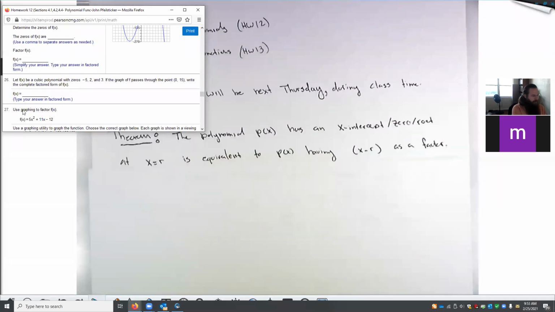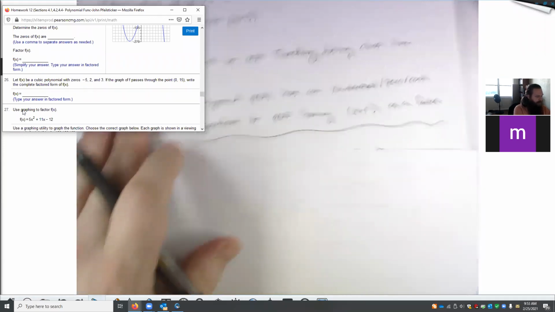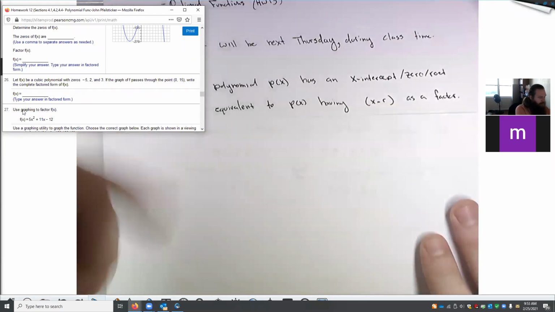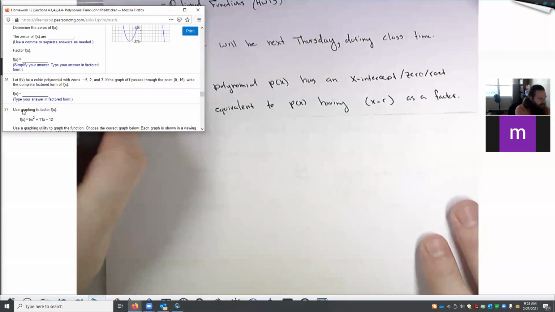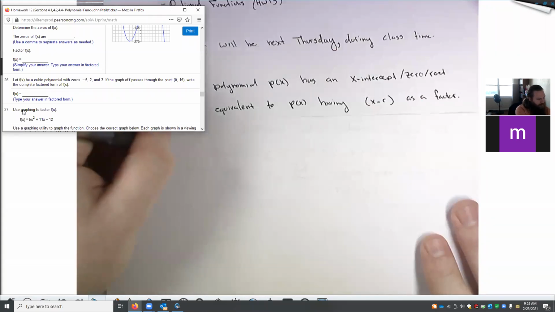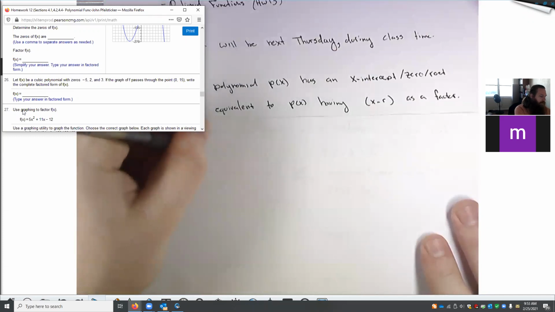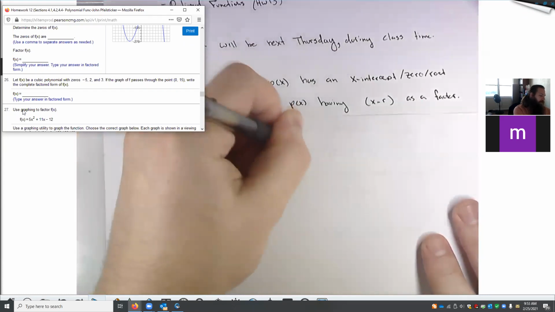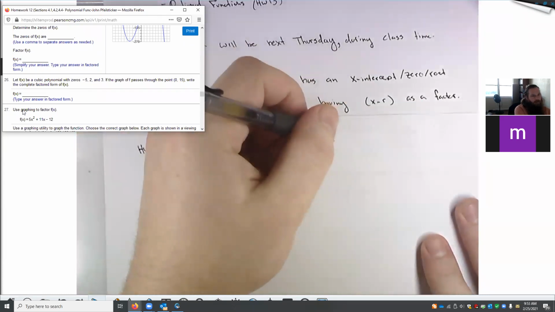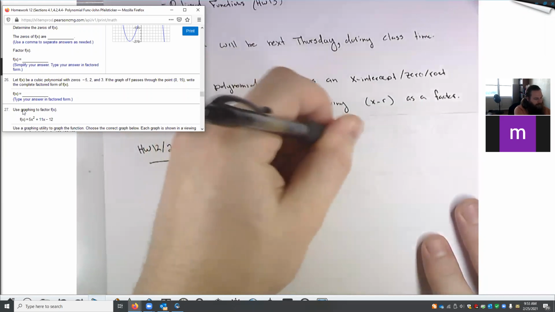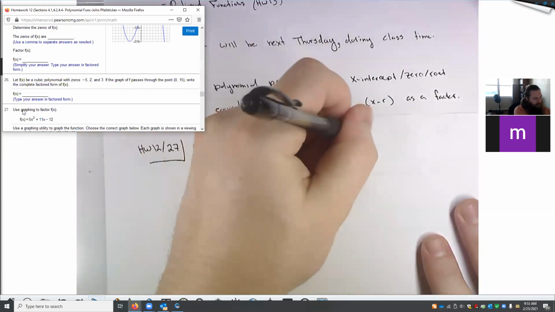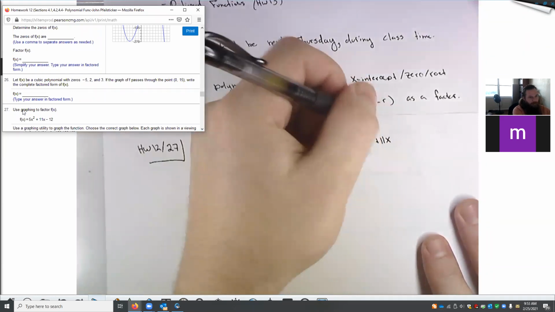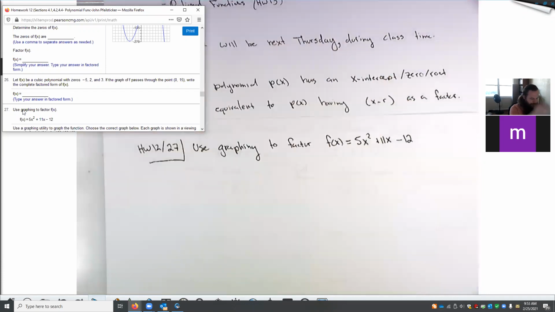So this theorem that I showed us before we started on our examples is actually going to be the key here. So let me come back to this. And I say use graphing. We'll do this and then go back. This is homework 12, number 27. To factor f of x equals 5x squared plus 11x minus 12. All right.